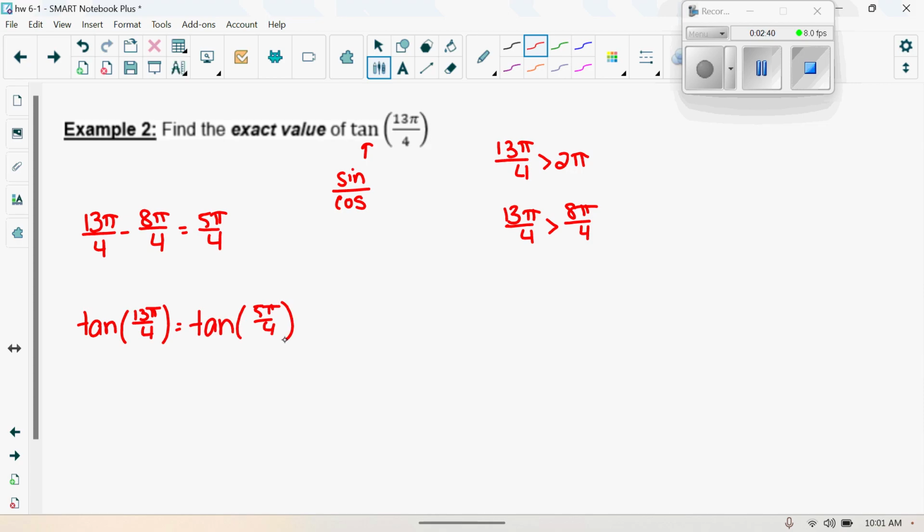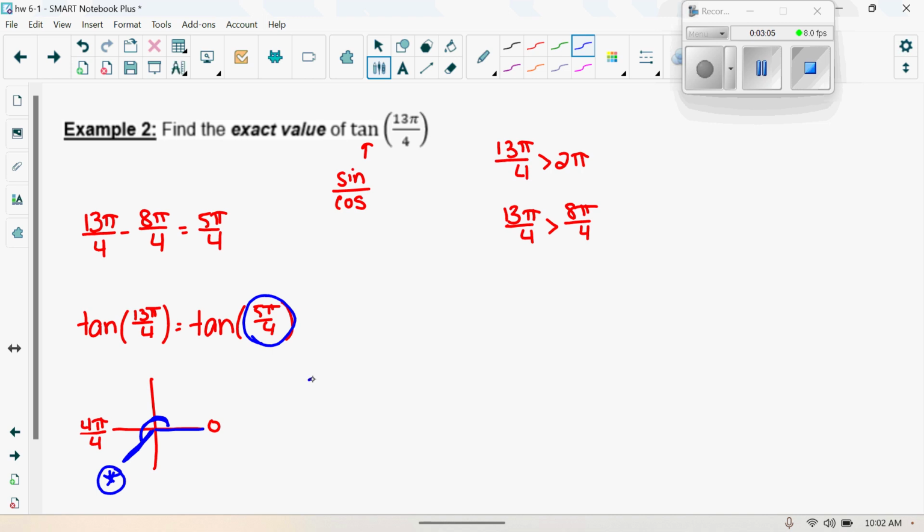And now I need to determine what quadrant I'm in. So remember, it's pi on the left-hand side. That is the same thing as 4 pi over 4. So that means that 5 pi over 4 is just past that. I'm in quadrant 3. So in quadrant 3, I have to determine the sign of tangent.